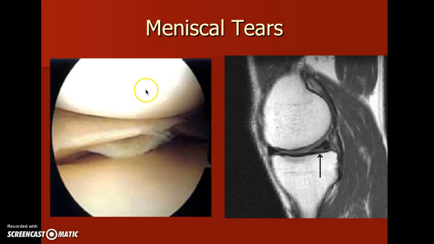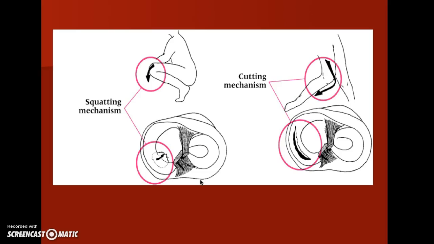So here we have some pictures of tears to the meniscus. And here's some pictures of what lesions on the meniscus could look like. This one here is typically called a bucket handle tear, and it's just a longitudinal tear along the medial meniscus.